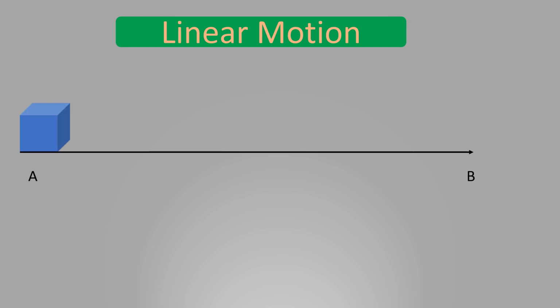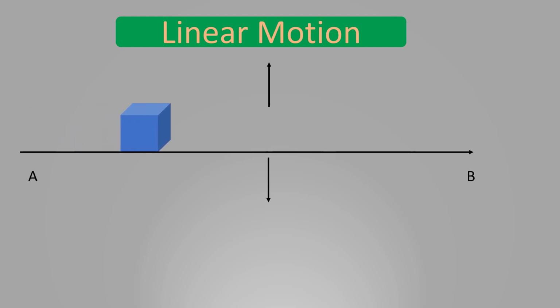Linear motion. This is one of the simplest motions. Before I define linear motion, let's take a look at this example. I have taken a straight path AB and also taken a block at point A. After some time, the block is moving along this path AB, and I can't move this block upward or downward because the motion is restricted to this path AB. This type of motion is called linear motion.